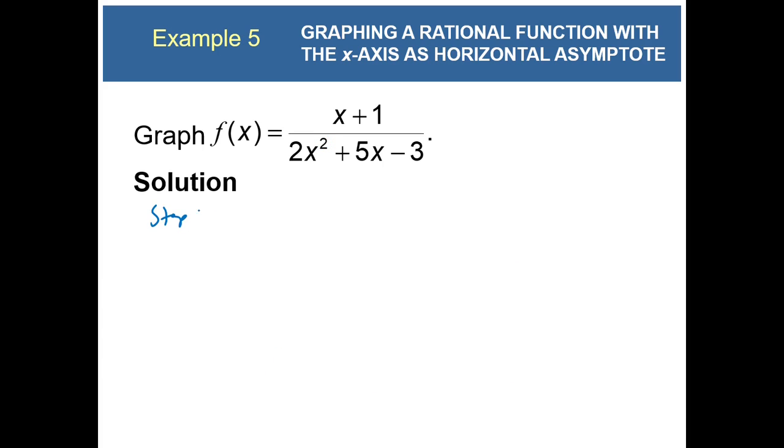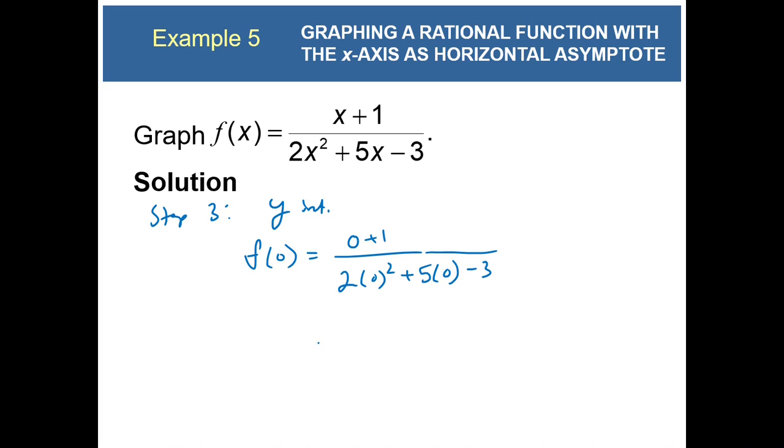Step 3, we're going to look at the y-intercept. And for that, I'm going to substitute a 0 for the x value. So f of 0 equals 0 plus 1 divided by 2 times 0 squared plus 5 times 0 minus 3. This simplifies to negative 1/3. So we know our y-intercept is the point (0, -1/3).